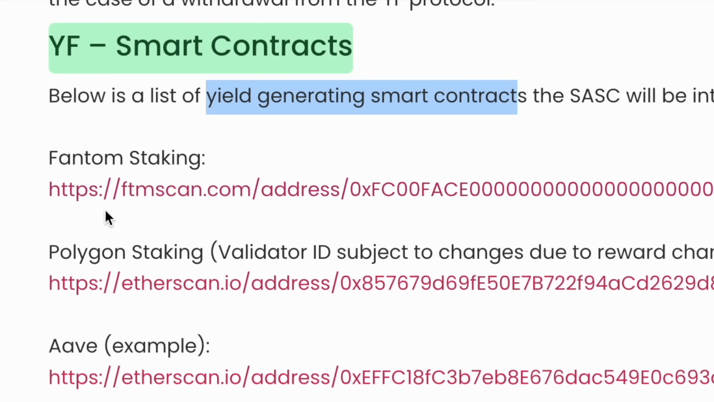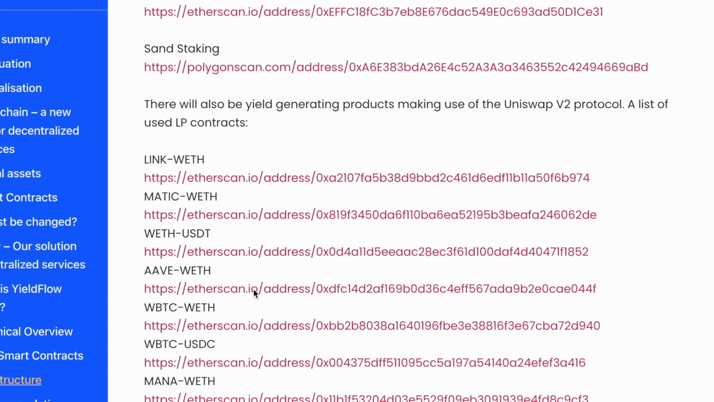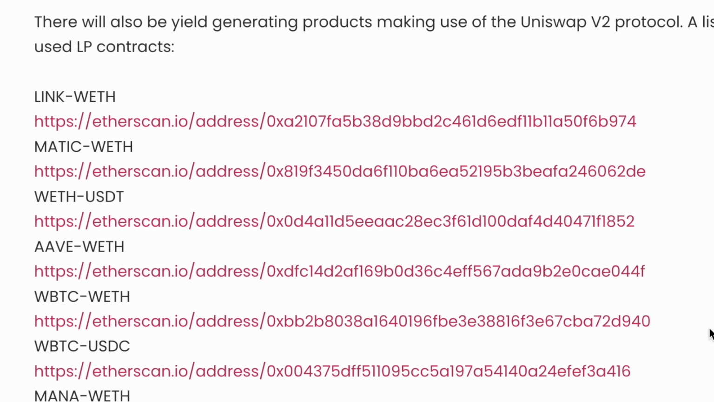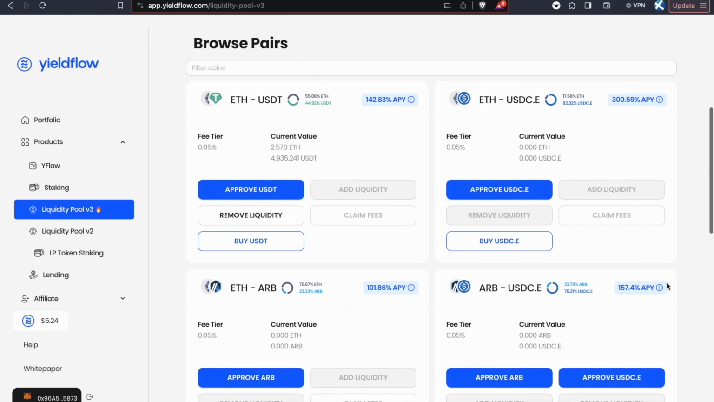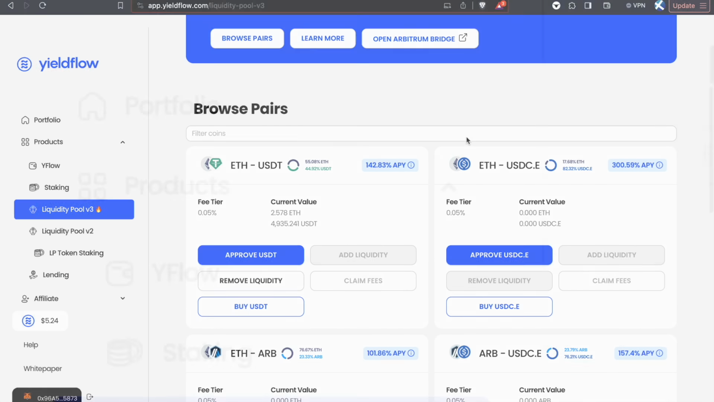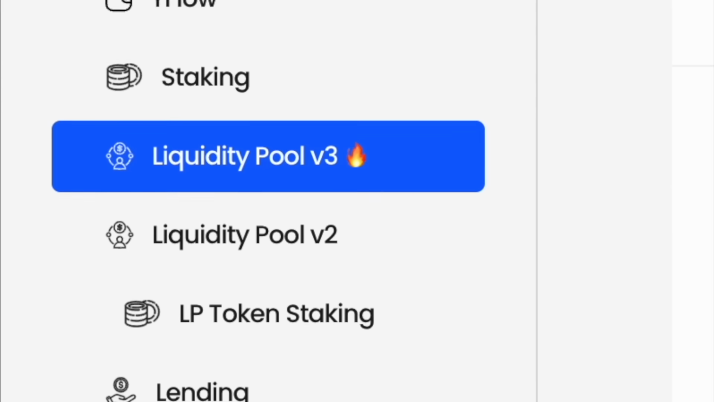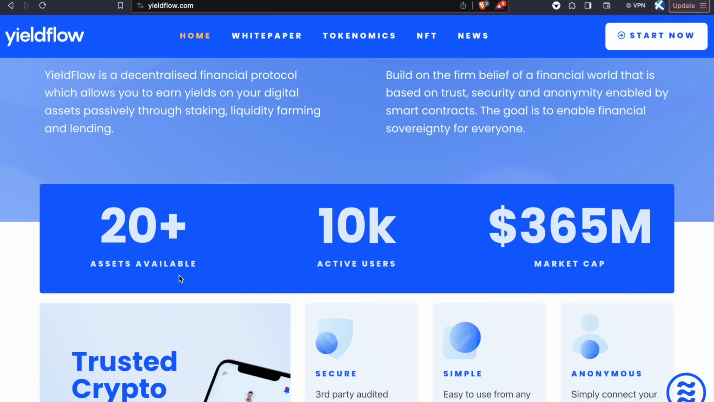And again, you can stake your altcoin on your own. Often the UI UX just sucks. Or provide liquidity on any of these pairs on your own, it's often just super complicated. But if you just want a plug and play, easy to use interface, YieldFlow is aiming to be that solution. So right now they have over 20 different crypto assets available, over 10,000 active users.